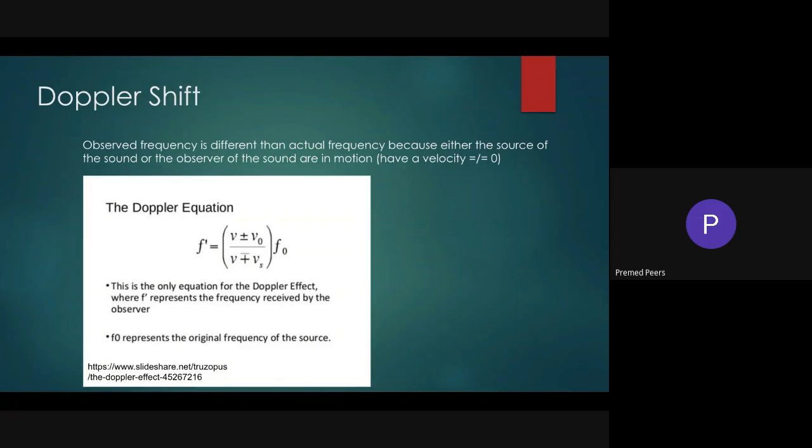So you should always just know that if the observer and source are getting closer together, your observed frequency will be higher than your actual frequency. If they're getting farther apart, your observed frequency should be lower than your actual frequency.